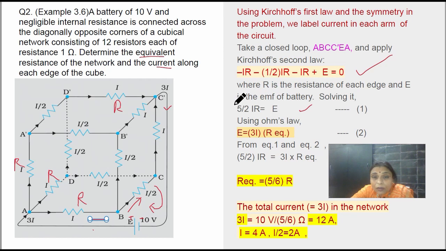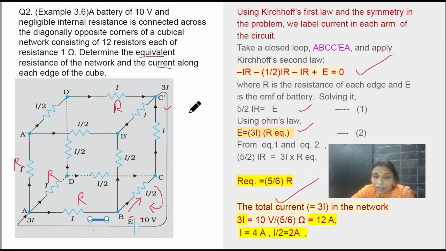We cannot write this as R equivalent. Why? Because this is the resistance R. For R equivalent, we have to apply Ohm's law, and this whole thing we take as R equivalent. So V is equal to IR, where I is 3I, R is R equivalent, and V is E. So using Ohm's law, we have E is equal to 3I times R equivalent. Now equations 1 and 2 give you the value of E, so equate these two sides. Equating them, we get the value of R equivalent as 5 by 6 R.